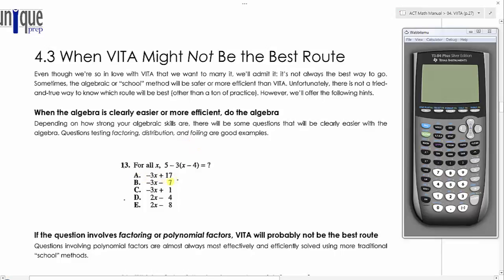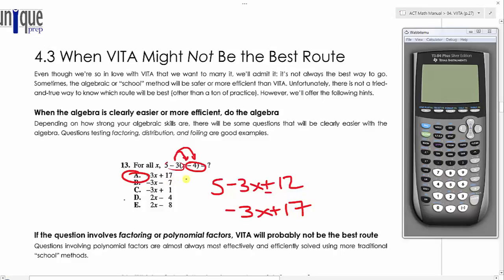So number 13, if you want to pause the video and try this on your own with the algebra, you can. You could even try it with the VITA. This question could be solved with VITA, but you can see that the algebra, as long as your distribution skills are fairly good, we've got 5 minus 3x plus 12. I will say a lot of students do make that careless mistake of forgetting that you've got a negative 3 here and a negative 4 here, which makes this positive 12. So this is 5 minus 3x plus 12, which is negative 3x plus 17, which is answer choice A.